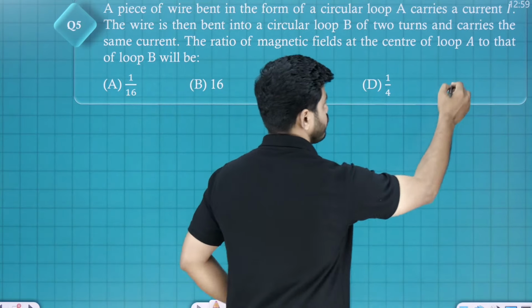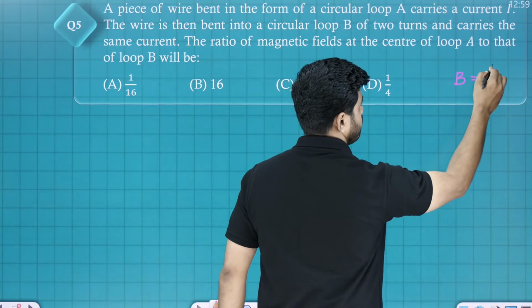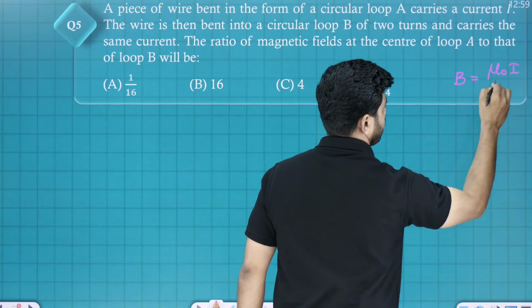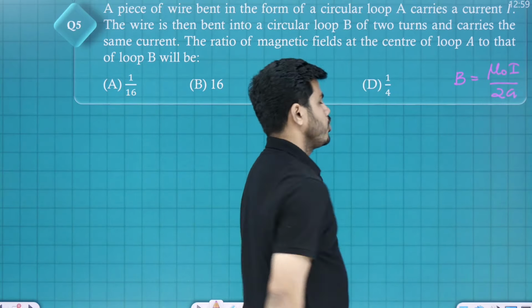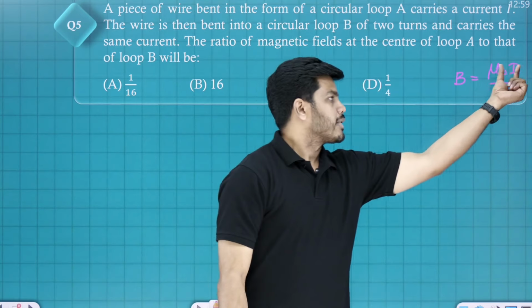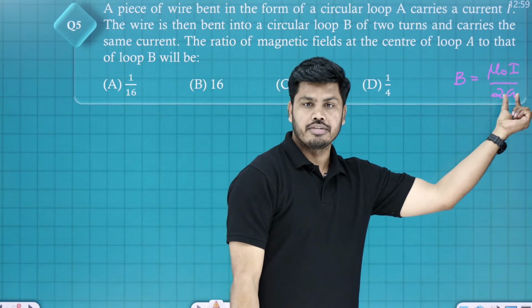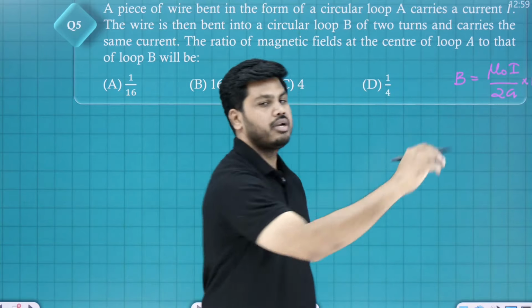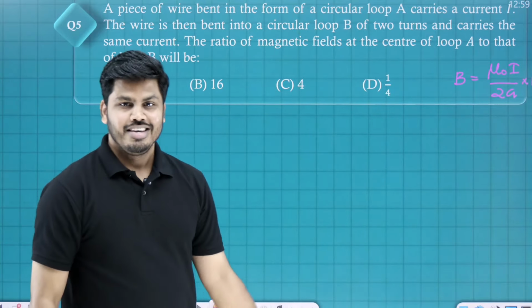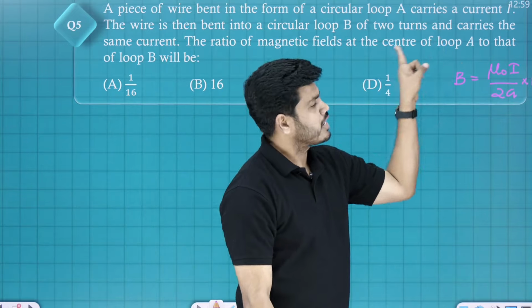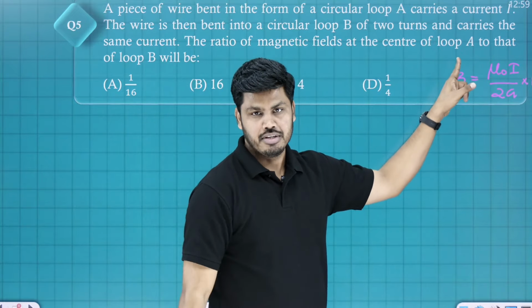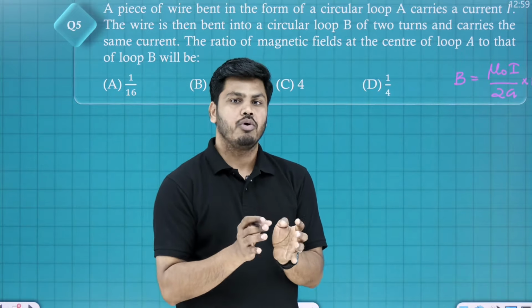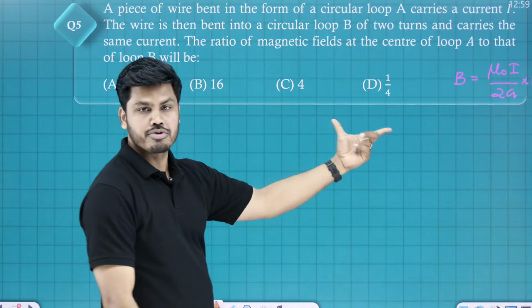Because the magnetic field at the center of a loop of wire is mu naught I by 2A. So here current and radius matter. And if there are n turns, that should be multiplied by n also. So these changes will be there in the second loop, so the magnetic field will be different. We have to find the ratio of those two magnetic fields. That will be one of the options.